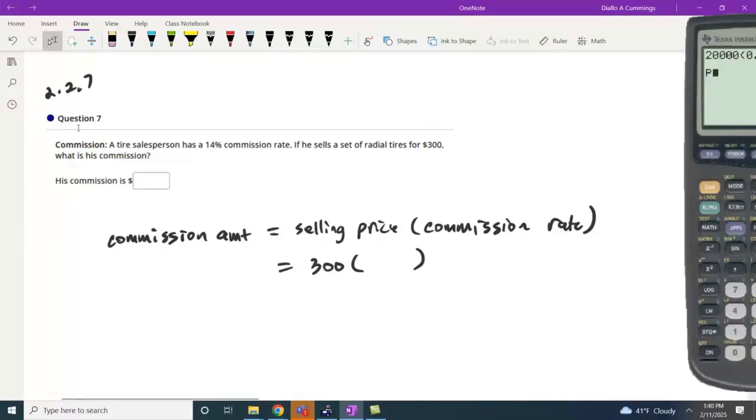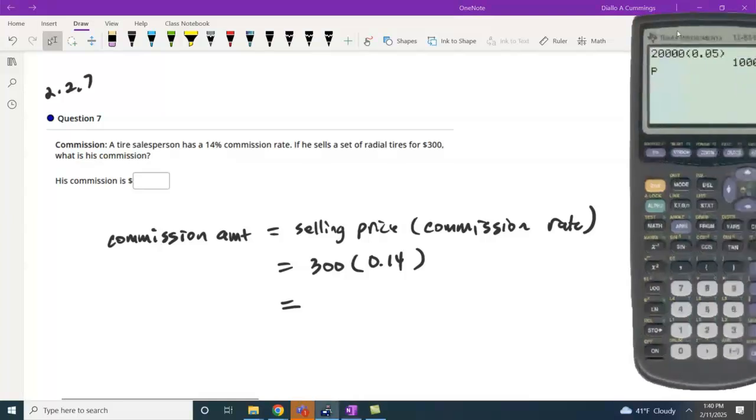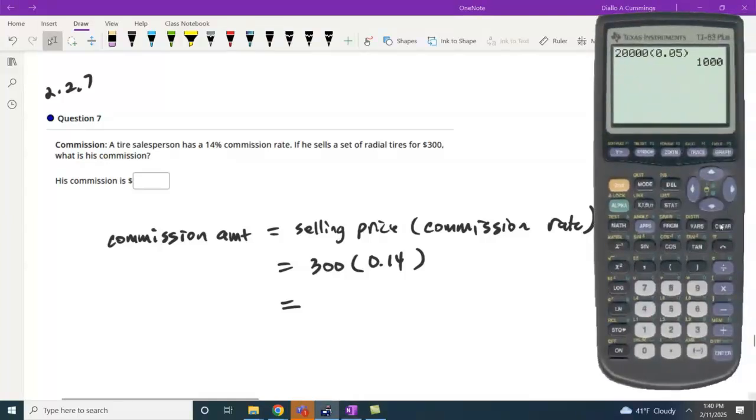So in order to use this 14% in the calculation, we must convert it to a decimal. So we're going to move that decimal 2 places to the left. So 14% is 0.14 as a decimal. So if we multiply the two, 300 times 0.14, that commission is $42. Right, so that's problem number 7.